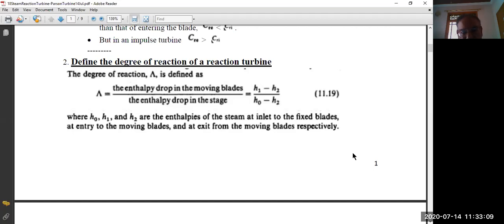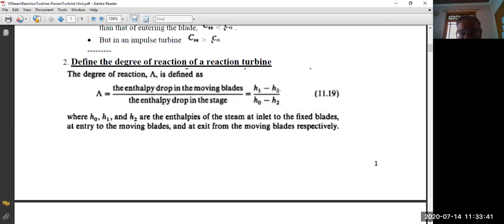Now, the degree of reaction is defined by the Greek symbol capital lambda, written like this. It is the enthalpy drop in the moving blade divided by the enthalpy drop in the stage. A stage comprises one set of stator and one rotor pair, one fixed blade row and one rotor row, which is the moving wheel. So this pair we call a stage.